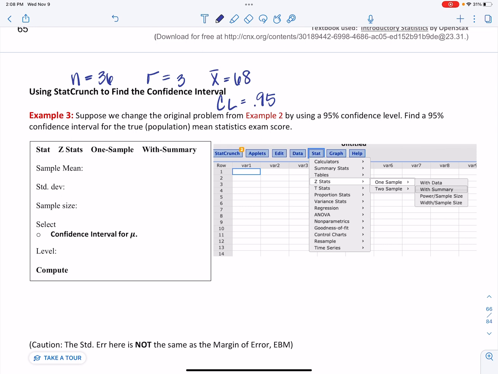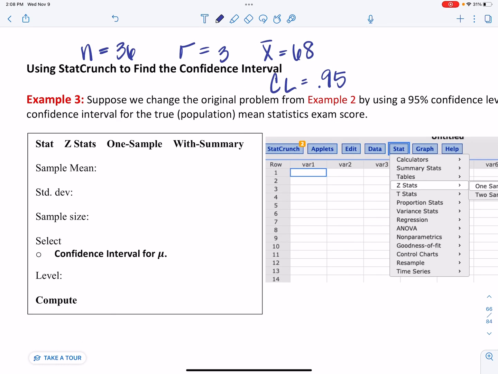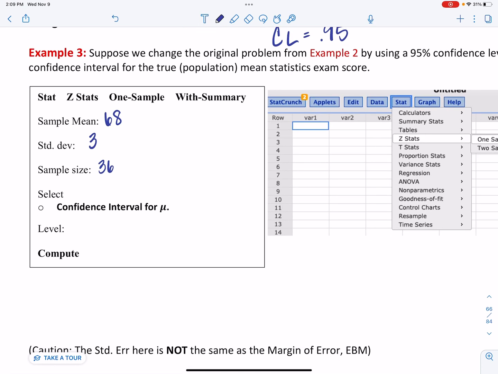The good news is we're going to use StatCrunch for this one. So if you want to go to StatCrunch, you have the steps to follow to open those up. And when you get there, you're going to fill in 36. That is not the sample mean. 68 is your sample mean. 3 is the standard deviation. The sample size is 36. You're going to choose confidence level for mu. And our level is 0.95.